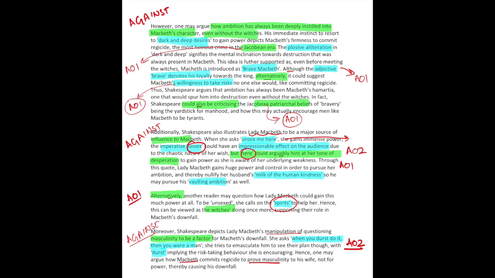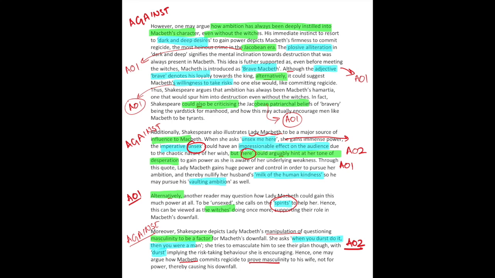Alternatively, another reader may question how Lady Macbeth could gain this much power at all. To be unsexed, she calls on the spirits to help her. Hence, this can be viewed as the witches' doing once more, supporting their role in Macbeth's downfall. Moreover, Shakespeare depicts Lady Macbeth's manipulation of questioning masculinity to be a factor for Macbeth's downfall. She asks, "When you durst do it, then you were a man." She tries to emasculate him to see their plan through, with durst implying the risk-taking behavior she is encouraging.